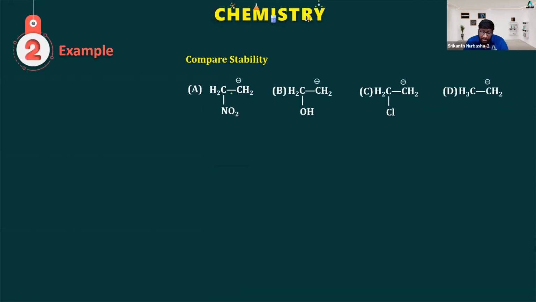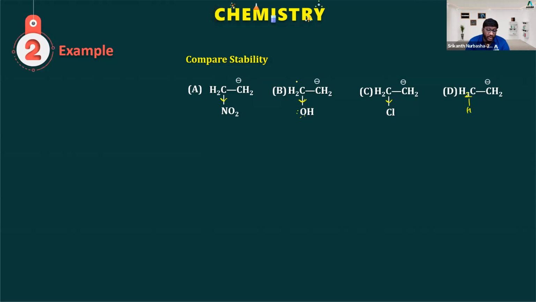Try to compare here: CH2 minus NO2, CH2 minus OH, CH2 minus Cl, and CH3 minus. Is NO2 electron donating or electron withdrawing? Electron withdrawing. Chlorine is also electron withdrawing. All are electron withdrawing by inductive effect. And here we have CH2 minus H; with respect to hydrogen, there is no effect. OH is also electron withdrawing. You should not consider the lone pair of electrons on oxygen as electron donation. That is electron donation with respect to resonance or mesomeric effect. As of now, we are studying only the inductive effect.